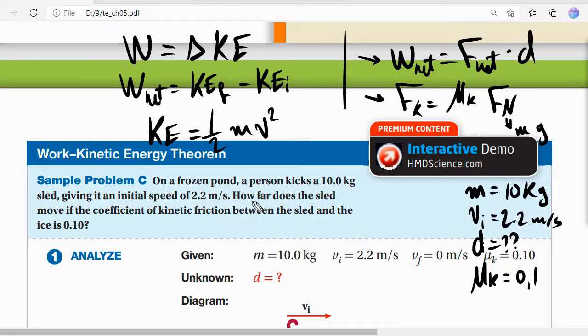Now in this case, how far does the sled move? It means this sled will stop at the end, so vf is 0. If we have a coefficient of friction, it means we have friction, and you push this sled, and it will stop at the end because vf in this case equals 0. That is the givens, guys. He gives you m, the initial speed, the final speed is 0, and the coefficient of friction is 0.1. Let's open the board to explain this problem.